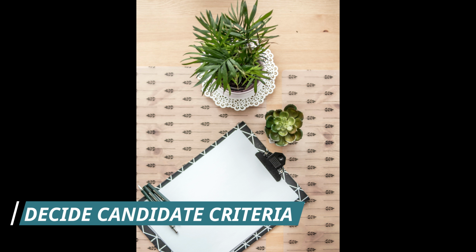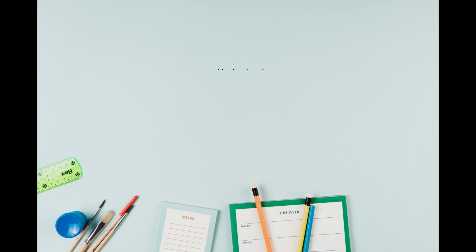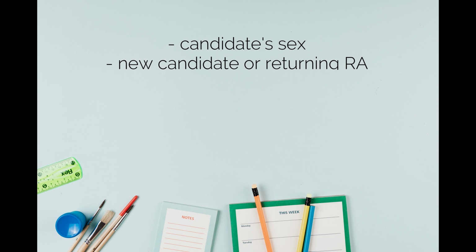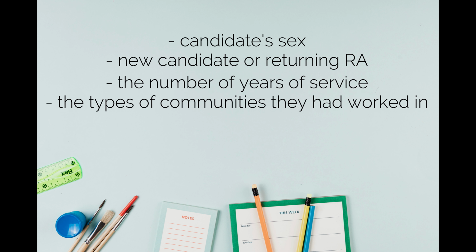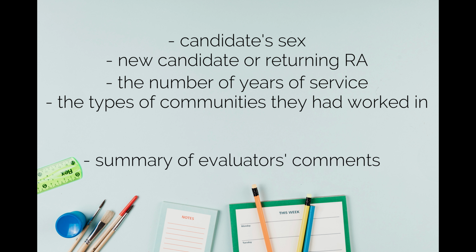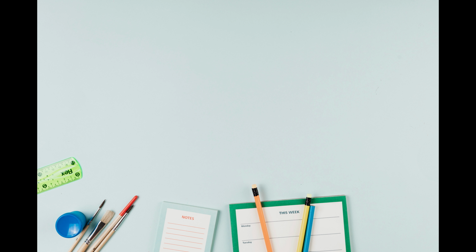So here is how we implemented the process. It's not difficult, but it does require some planning and can be a bit time-consuming. We first decided what candidate criteria was necessary for us to make a decision. We decided on the candidate's sex, because some of our buildings on campus were single-sex, whether they were a returning RA, how many years they had been an RA, what types of communities they had worked in, like apartment style, first year, upper class, living learning community, themed housing, a summary of the evaluator's comments, the evaluator's recommendation for what type of community they should be placed in, and the candidate's preference for the community they should be placed in.